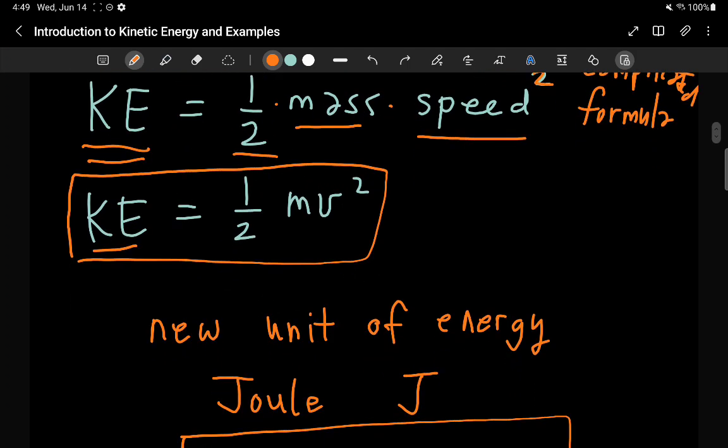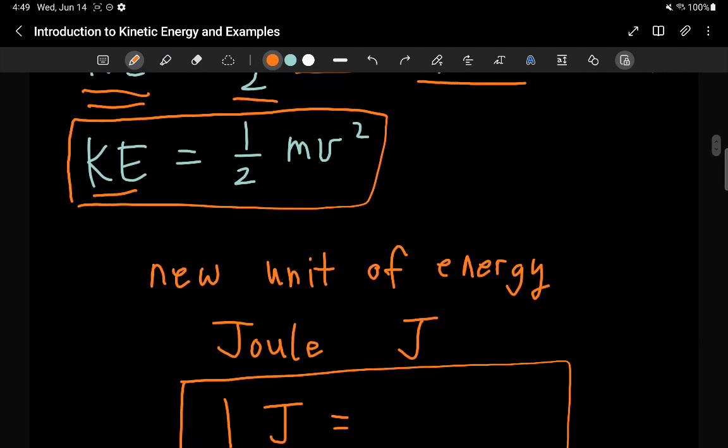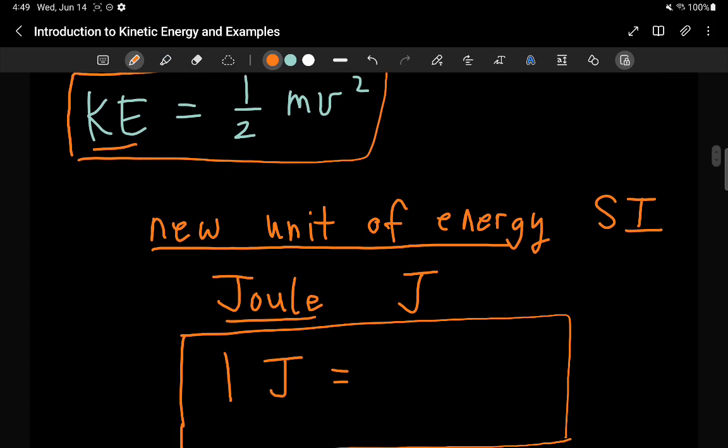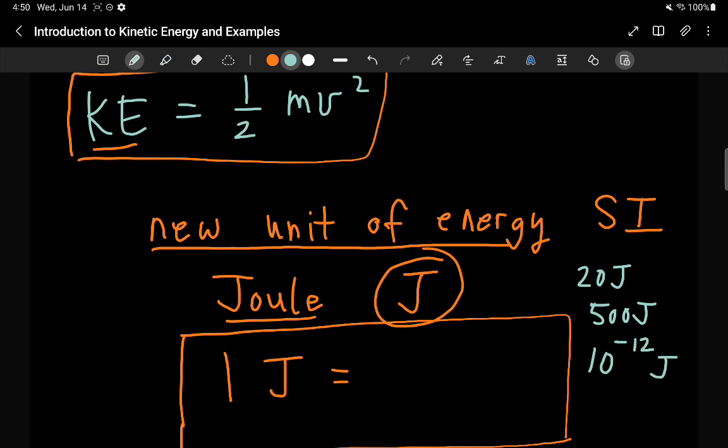In order to do this, though, I'd like to introduce you to a new unit of energy. It is the International System Unit, the SI unit, and it's called the joule. And this is the symbol, capital J. So for example, we could talk about 20 joules of energy, or 500 joules of energy, or 10 to the -12th joules of energy, right? We can have big energies and small energies, right?